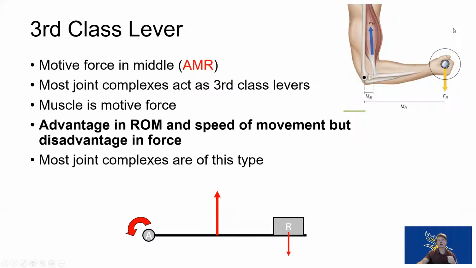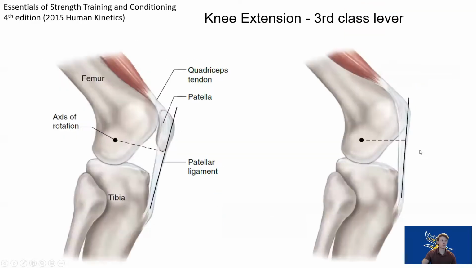We can create greater speeds at the distal end by only causing a short range of motion of our muscle. So we get an advantage there, but it means we always have to produce more force with our muscle to counter a torque from an external resistance. So we have to work harder to create that motion.